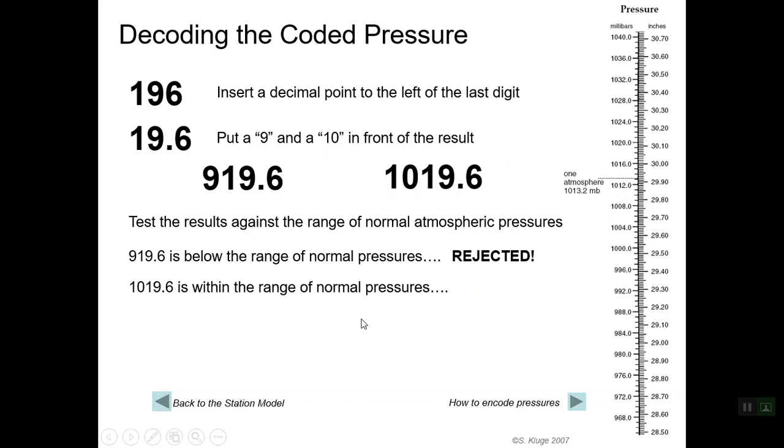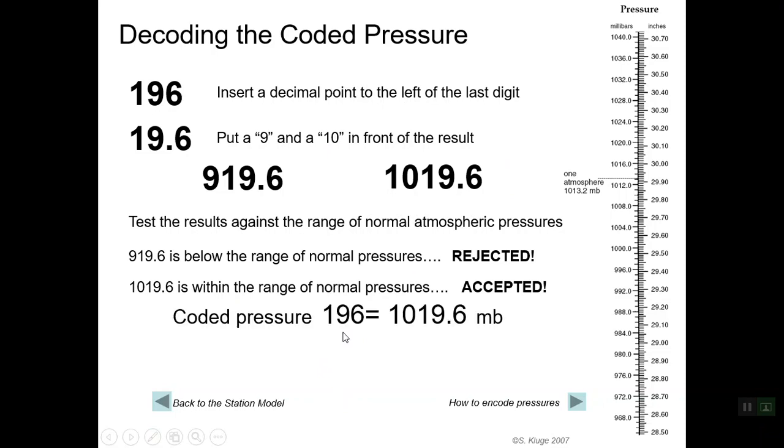Rejected. 1019.6 is within the range. Accepted. So your coded pressure from the station model was 196, but the actual air pressure that you're going to know is 1019.6 millibars. Let's do a little practice.